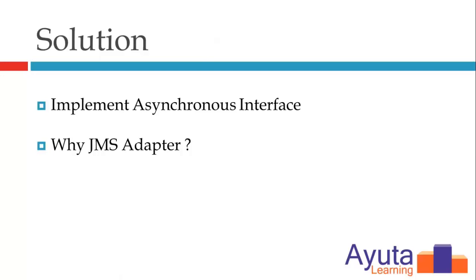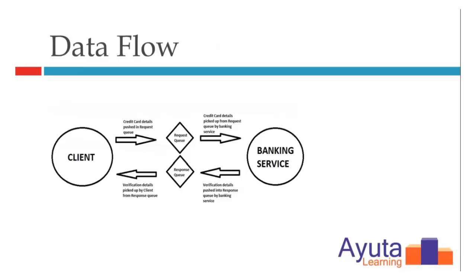Now we are going to see why particularly a JMS adapter has to be used in this case. Here we have a small diagram. As we can see, it is the client. The client is going to push the credit card details into the request queue, and the banking service is going to listen to this request queue. As and when it gets the message from the client, the banking service is going to pick it up. After verifying the details, the verification details will be pushed into the response queue, where in turn the client is going to pick them up.